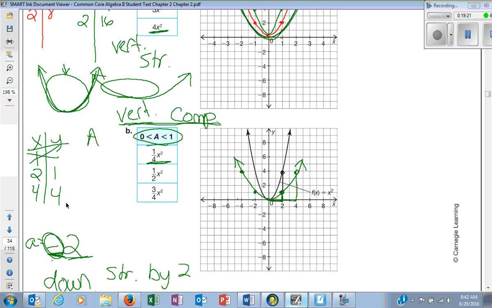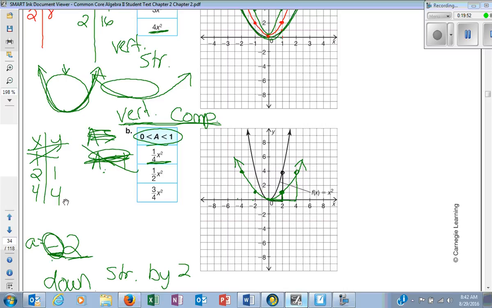Notice, you're not allowed to say A is less than 1 for compression, are you? Because what would that mean? My negatives would also be considered a vertical compression, and they're not. Being negative has nothing to do with whether it's a stretch or compression. Being negative tells you the concavity. Being bigger than 1 or between 0 and 1 tells you stretch or compression. Are you with me in understanding that?